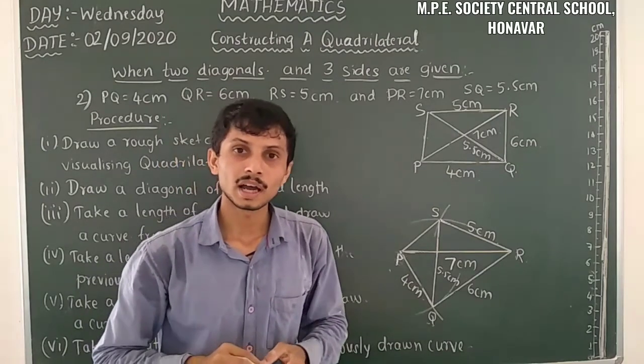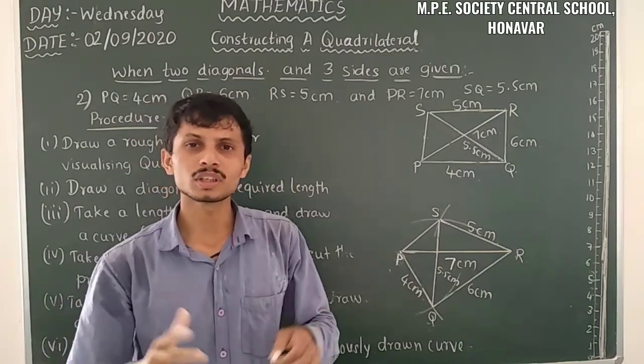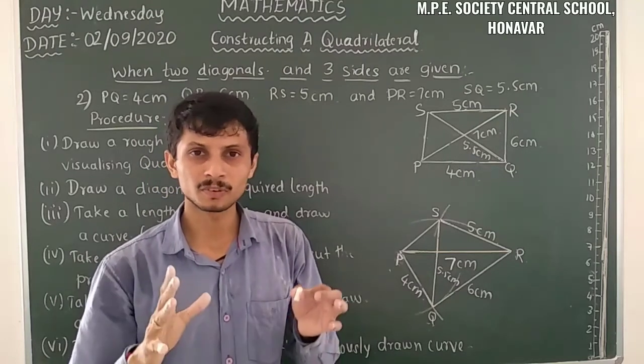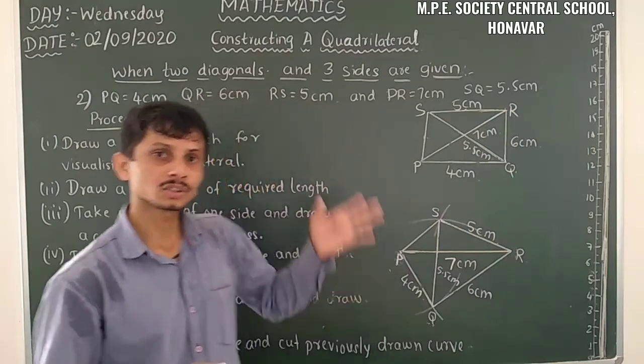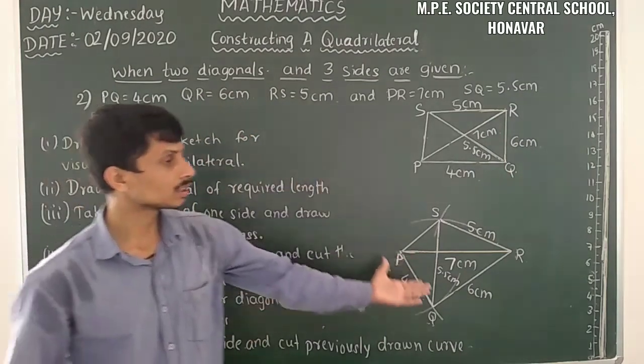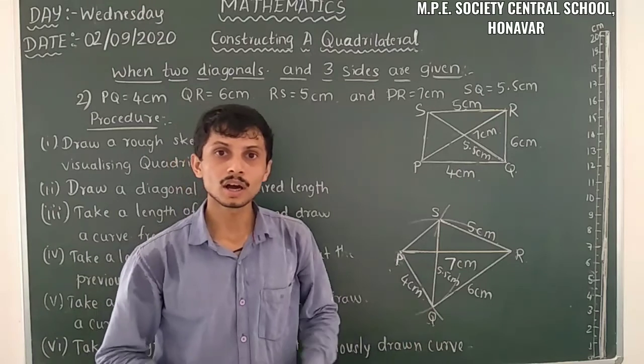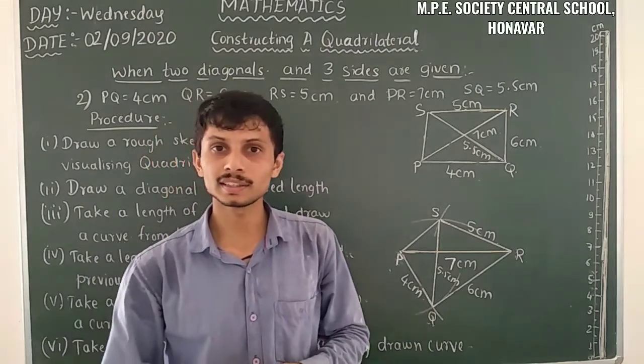I hope you enjoyed this one. You can take any measurements of a quadrilateral when two diagonals and three sides are given. So go with the procedure and draw the quadrilateral. I hope you understood all the things.